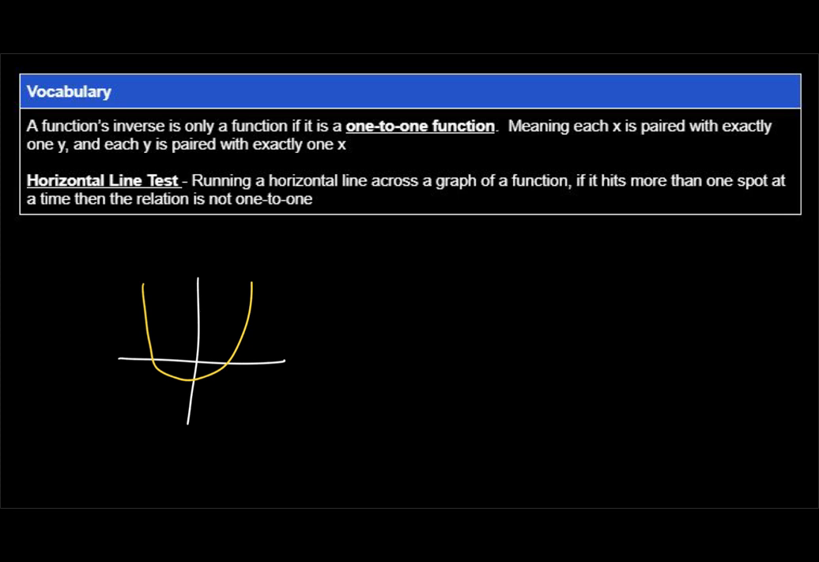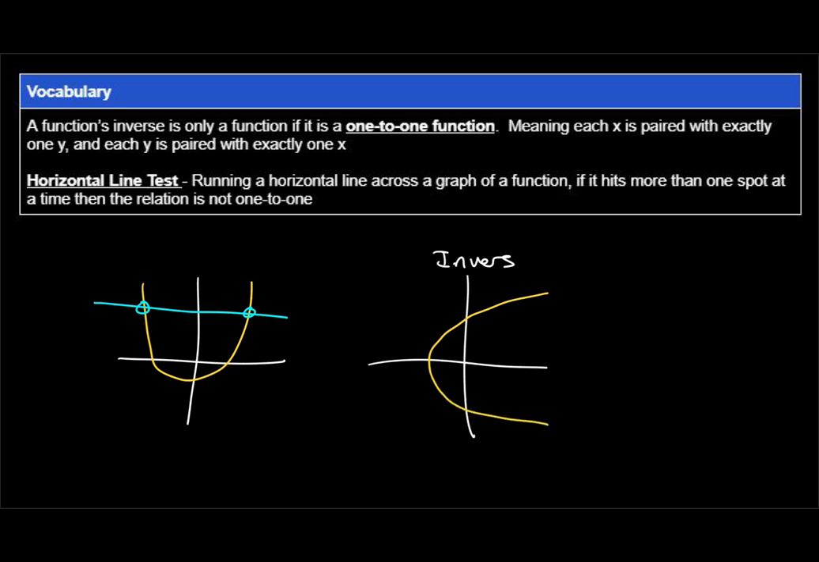Well, if we're looking at the inverse now, we can take a look at the original graph and do a horizontal line test. And if it passes both the horizontal line test and the vertical line test, then it's a one-to-one function. If it fails the horizontal line test, then its inverse is not a function, because when we find the inverse, it would be something like this, and you can see that the inverse would not be a function.